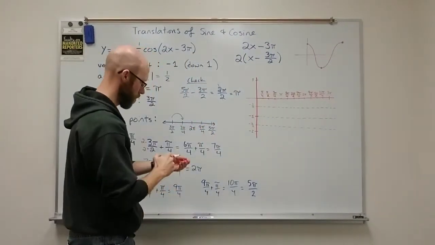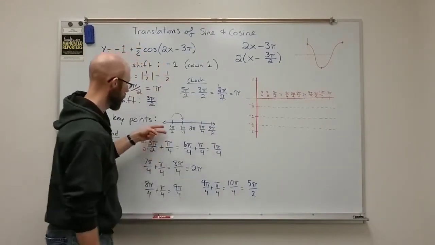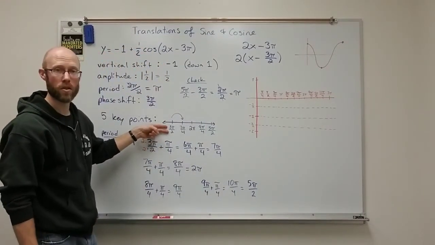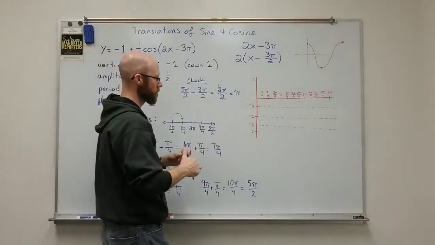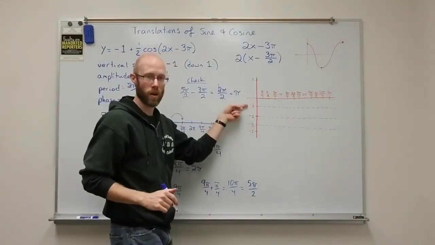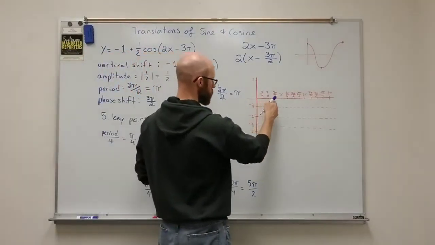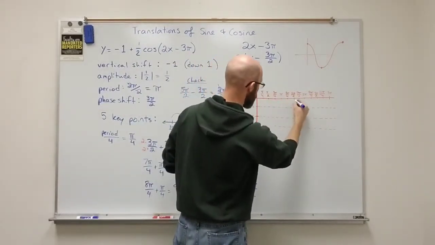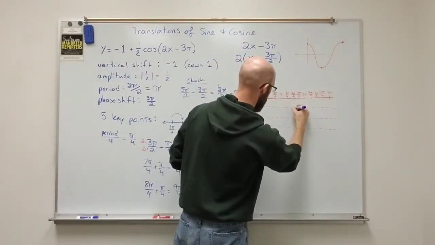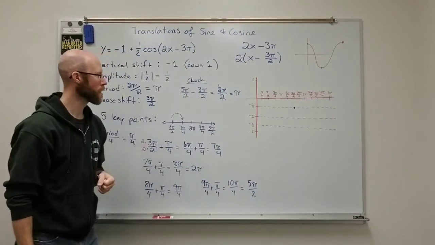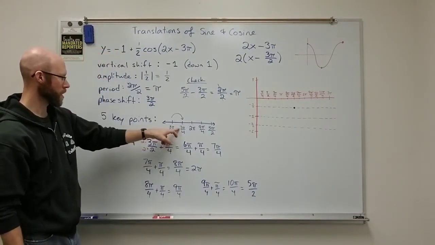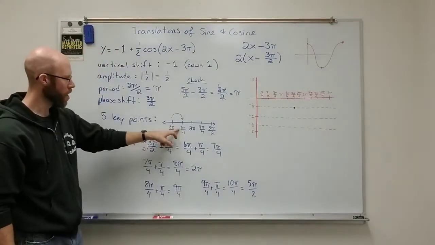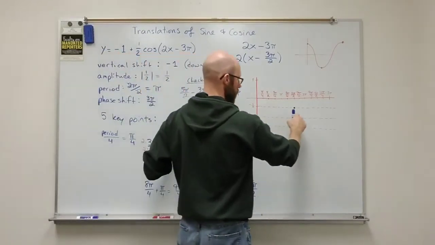So in my 5 key points, at the first one, 3π/2, we start high. That's the high point is gonna be at -1/2. So 3π/2, where is that? Way over here, and -1/2. So that's my first point. Second point is gonna be at 7π/4, and that's where it's gonna come down and hit the central axis.